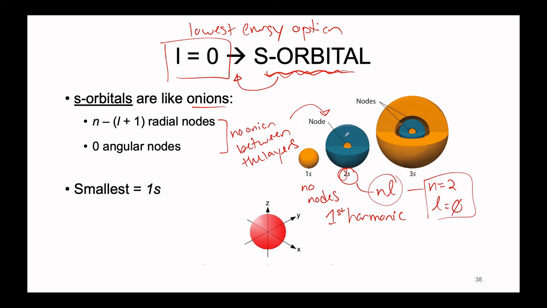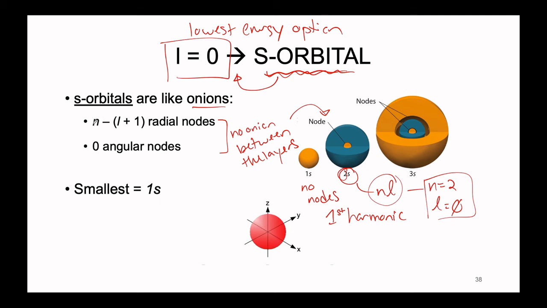All right, so in a 2s, we can see that there is one node here. There is one gap between the layers, where the inner layer is this orange and the outer layer is this teal color. If we increase in energy to the 3s, so now n is equal to 3, L is equal to 0, we can see that there are 2 nodes. So there are 3 different layers, 2 nodes in between, where these nodes represent the gap between the layers. Now, as we continue increasing in energetic complexity to 4s, 5s, 6s, etc., we're also going to increase the number of nodes each time.